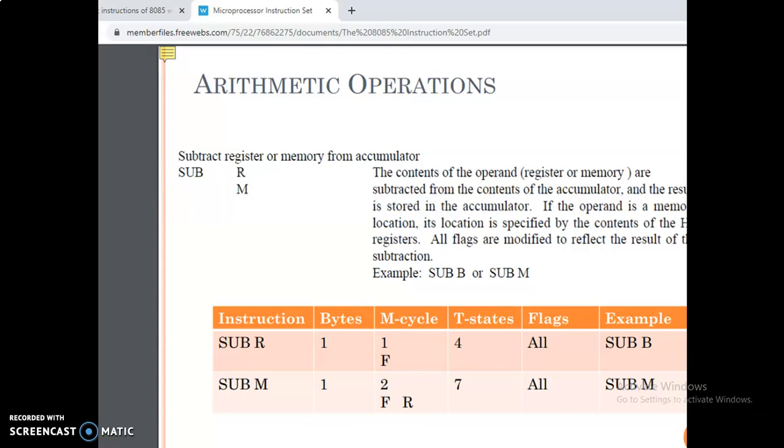If the operand is the memory location, as in the second example, its location is specified by the HL register pair. So all flags are modified to reflect the result of the subtraction. Here the content of the memory location is subtracted from the accumulator. The result is stored in the accumulator.